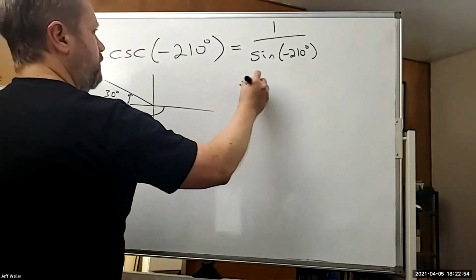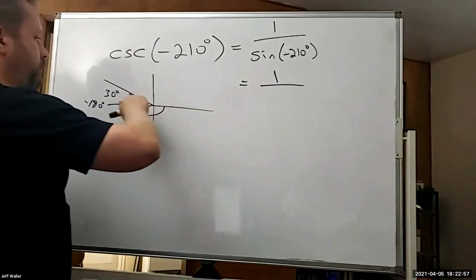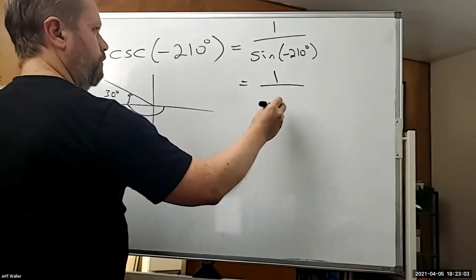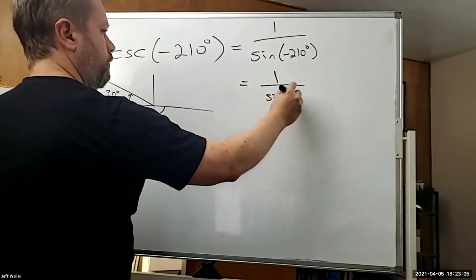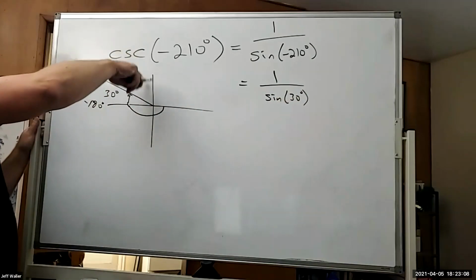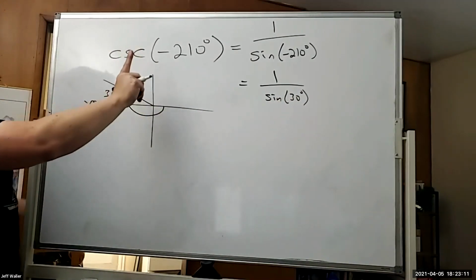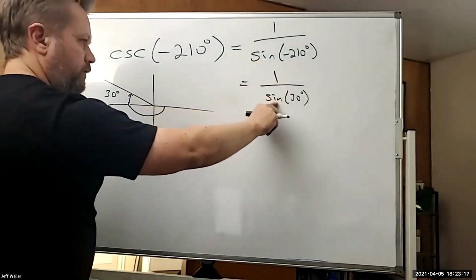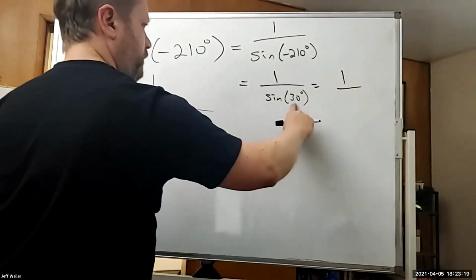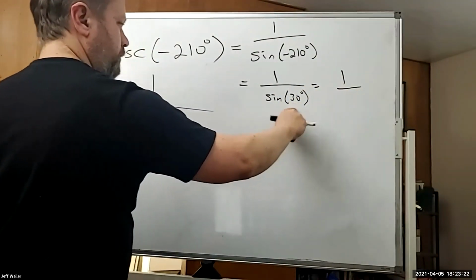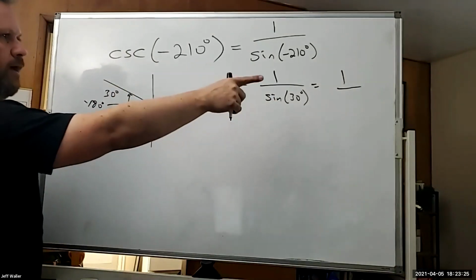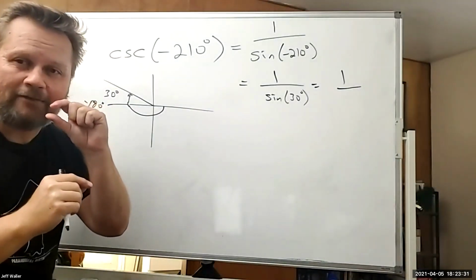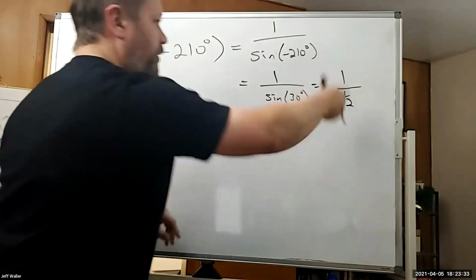And what did we just figure out? Negative 210 has a reference angle of 30. Is sine positive or negative here? Positive. Yeah, sine is positive here, right? Because y is positive. So this equals 1 over sine 30. And what is sine of 30 degrees? It's closer to the x, sine likes y. So this is going to be where sine is a half, tiny. And what's 1 divided by a half?